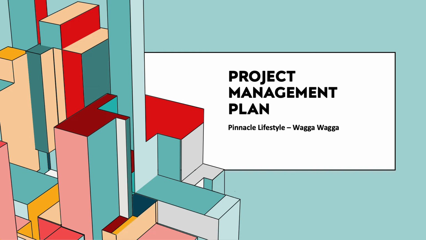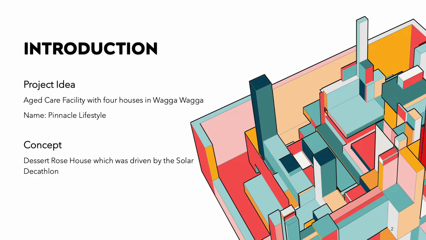This is our project management plan. The idea was to build an aged care facility with 4 houses in Wagga Wagga named Pinnacle Lifestyle. The concept is based on the Desert Rose house, which was driven by the Solar Decathlon.